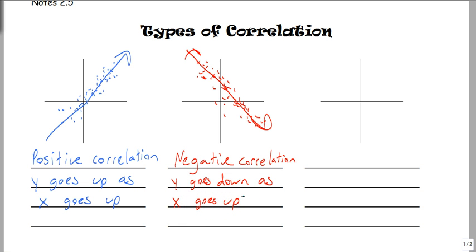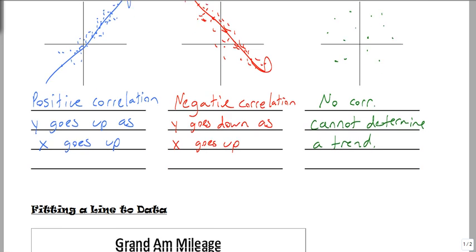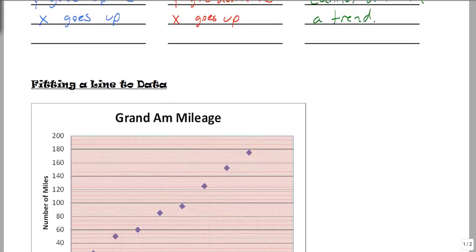You can think of this as the number of gallons in your gas tank versus the number of miles driven. Obviously, if you fill up your gas tank and haven't driven anything, you have a lot of gas in your car. The more miles you go, the less gas you will have in your car. That would be an example of negative correlation. No correlation is if you have a bunch of random data that doesn't even look like you can make a line through. No correlation means that you cannot determine a trend. Okay, no trend there.